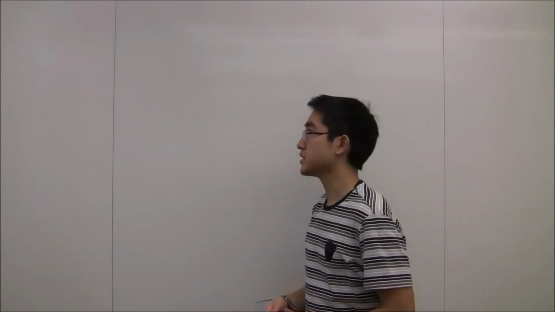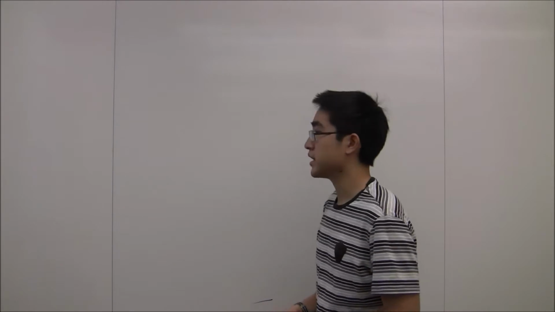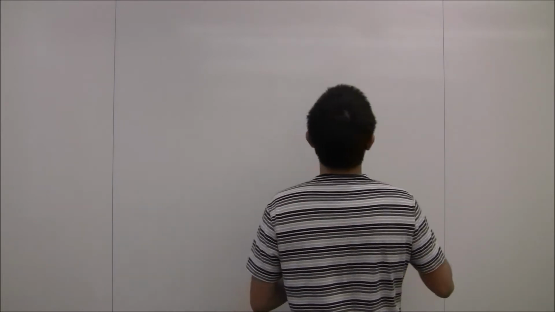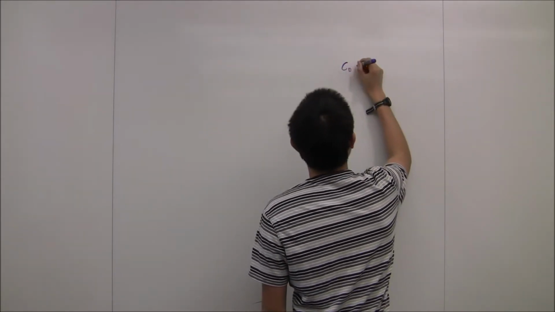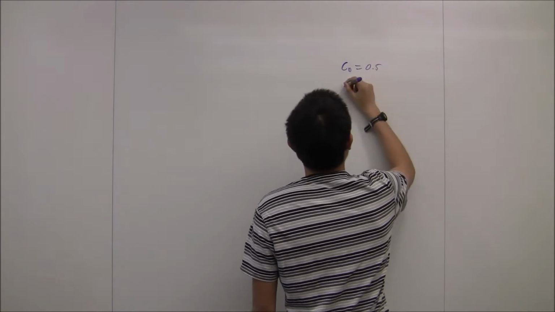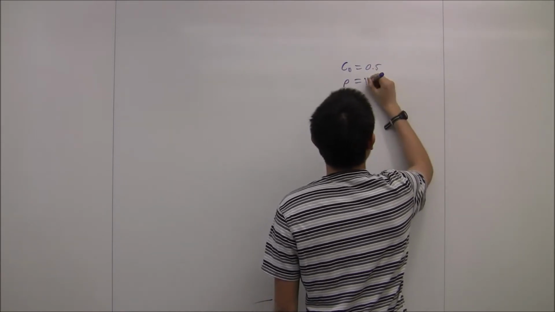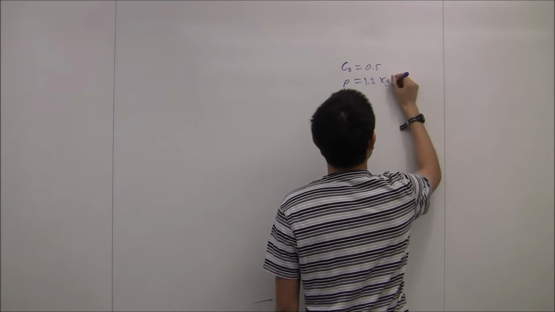So in this problem, we're asked to figure out what the velocity of a person might be if they went skydiving and fell through the air for a minute or two before opening their parachute. We're going to assume a drag coefficient of 0.5 and an air density of 1.2 kilograms per meter cubed.